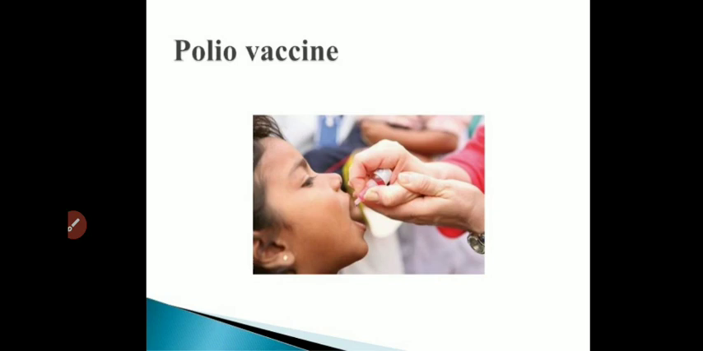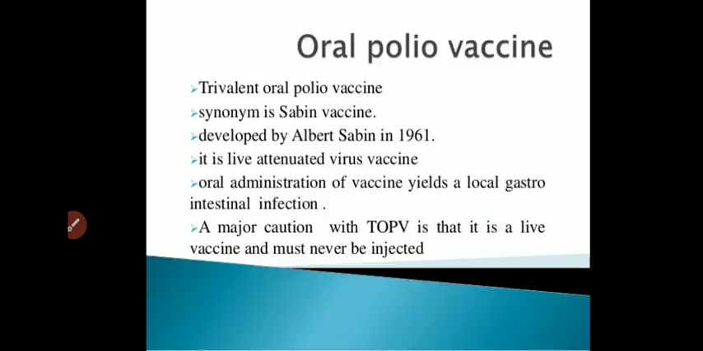The second type of polio vaccine is the oral polio vaccine. Now, this oral polio vaccine is also known as the Sabin vaccine, as this vaccine was developed by the scientist Albert Sabin in the year 1961. So, in his memory, this vaccine is known as Sabin's vaccine. Now, just like the inactivated polio vaccine, the oral polio vaccine is also a trivalent vaccine.